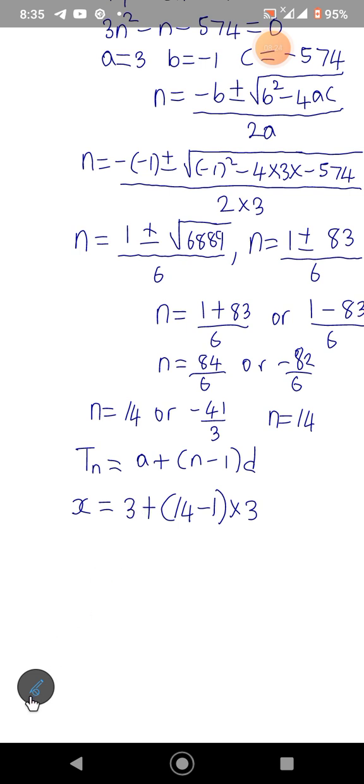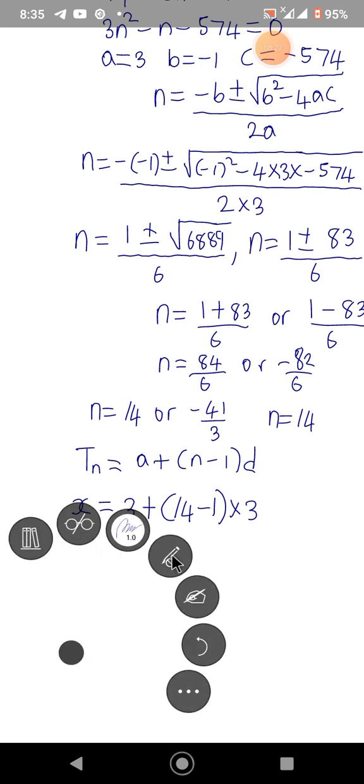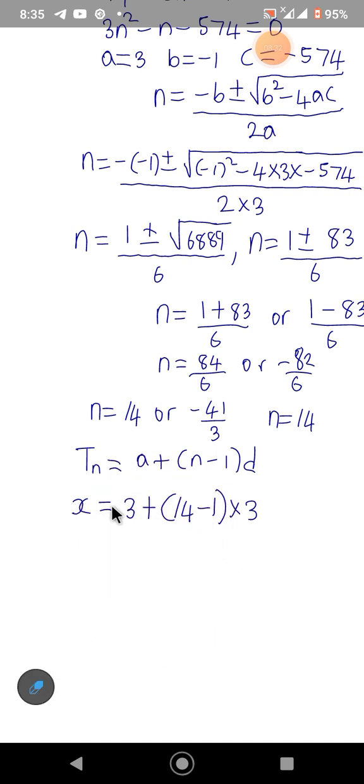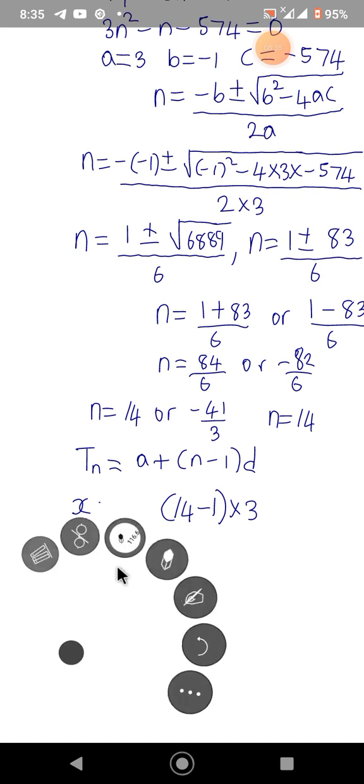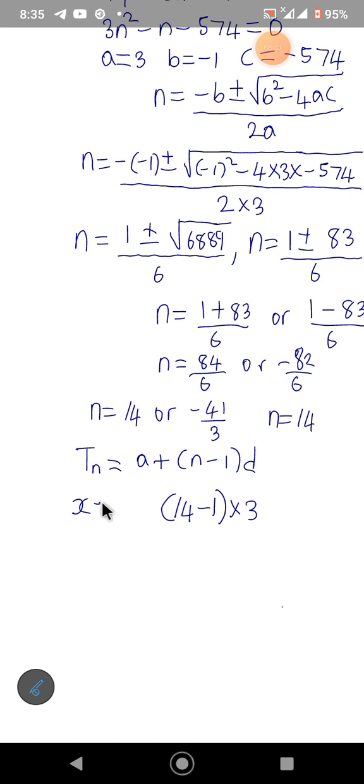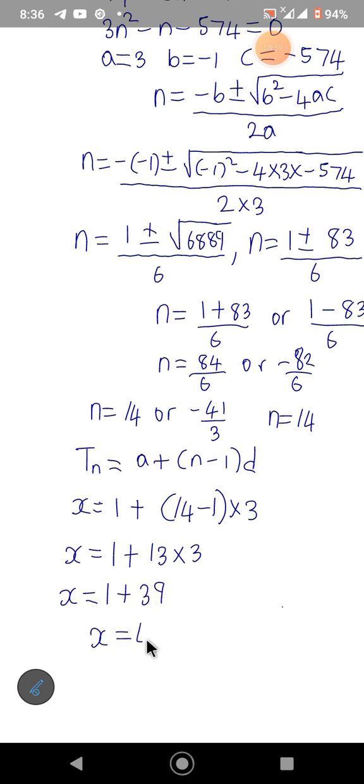No, a is 1. So a is 1 plus n, 14, then d is 3. So we say x will now become 1 plus 14 minus 1, that's 13, times 3. So x will now be equal to 1 plus 39. Therefore, x will be equal to 40. So this is the final solution to the question.